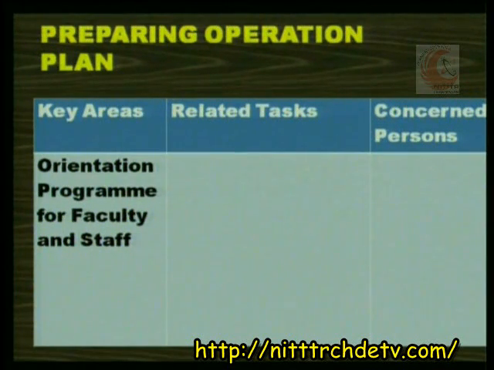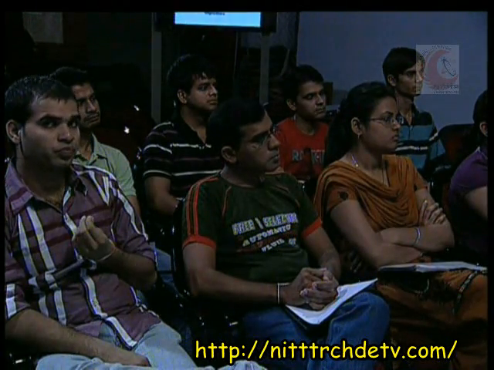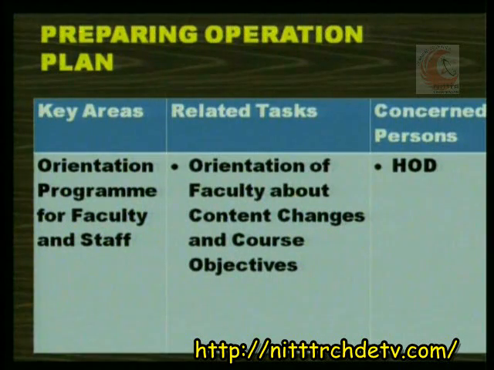Now, let us try to identify whether there are any related tasks based on this area. This task is the orientation of faculty about the content changes and course objectives. This is one of the tasks related to this area, that we orient the faculty about what sort of changes have taken place in the syllabus. Are there any changes as far as the course objectives are concerned? These are the tasks, and some sort of orientation has to be provided to the faculty and the staff. And the person who will be responsible for this task is the head of department for that specific discipline. So, this is one task.